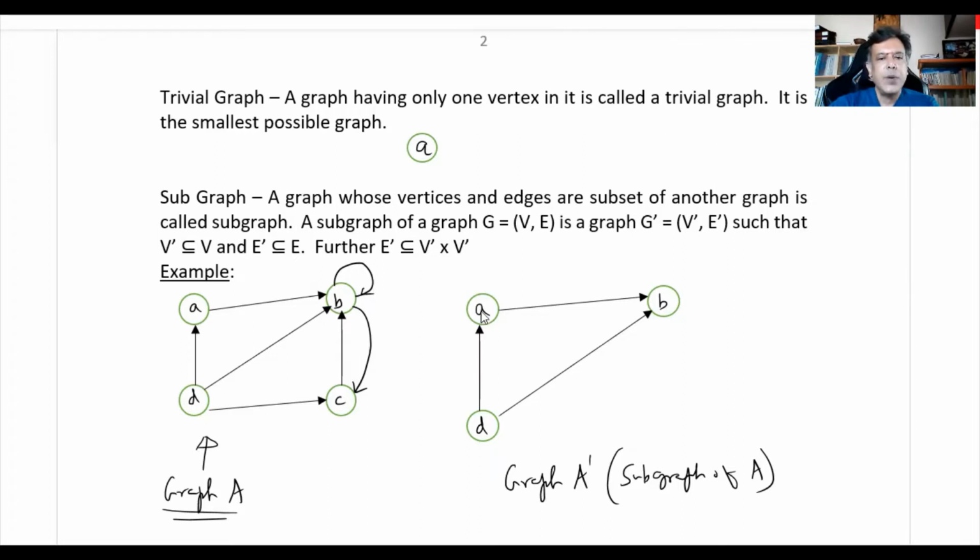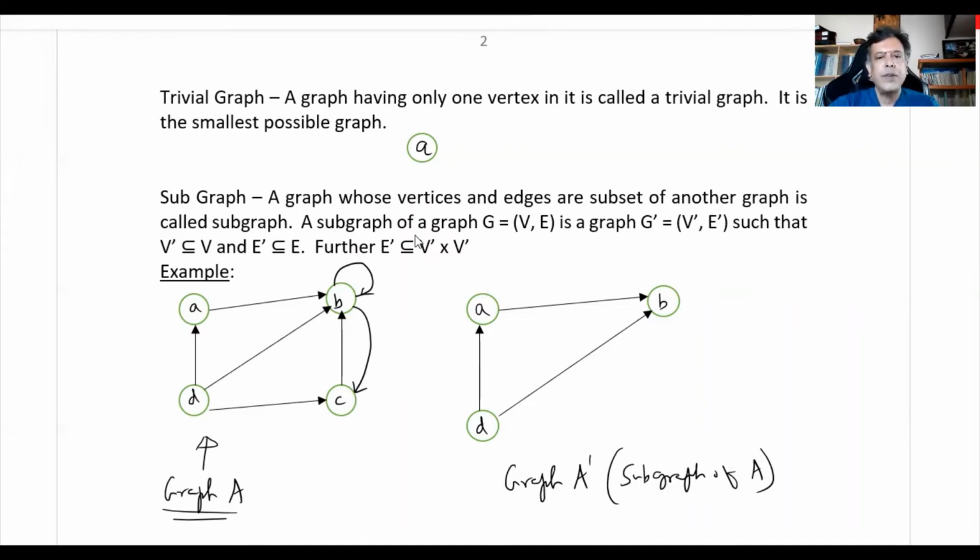Whereas here we may notice three vertices are there, means those vertices are the same as here, A, B, D. And we may notice that the vertex set of this graph is a subset of the vertex set of this graph. Similarly, the edge set of this subgraph is a subset of the edge set of this graph. So that is a condition here.